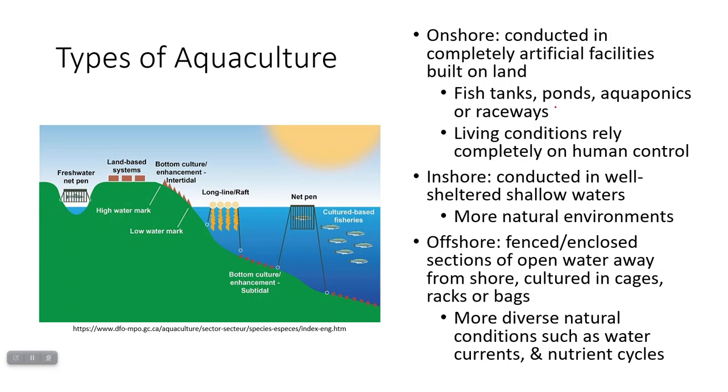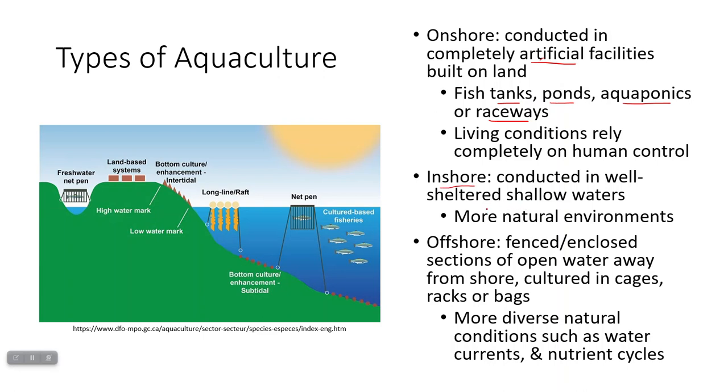Onshore aquaculture is conducted basically in artificial facilities for the most part. You can do this in tanks inside. You can do this in ponds. You can have aquaponics, which is kind of like hydroponics in tanks, or raceways, which I'll show you an example of in a little bit. In these conditions, you have to control all the abiotic factors in the environment: temperature, nutrient levels, current, all of those things.